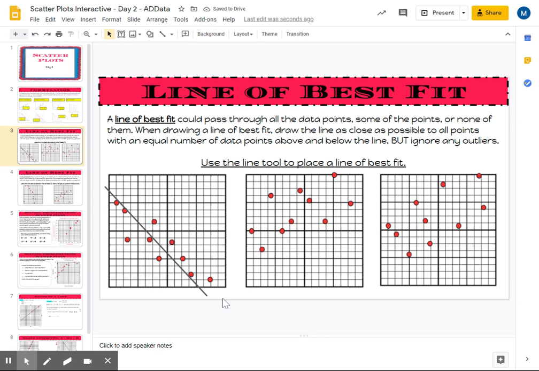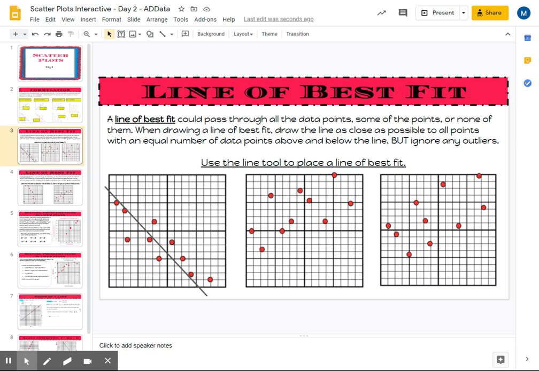So we want to try to make it so that there are just about as many points above the line as below the line. If I count my points, I'd have 1, 2, 3, 4, 5 above, 1, 2, 3, 4, kind of 5 below.